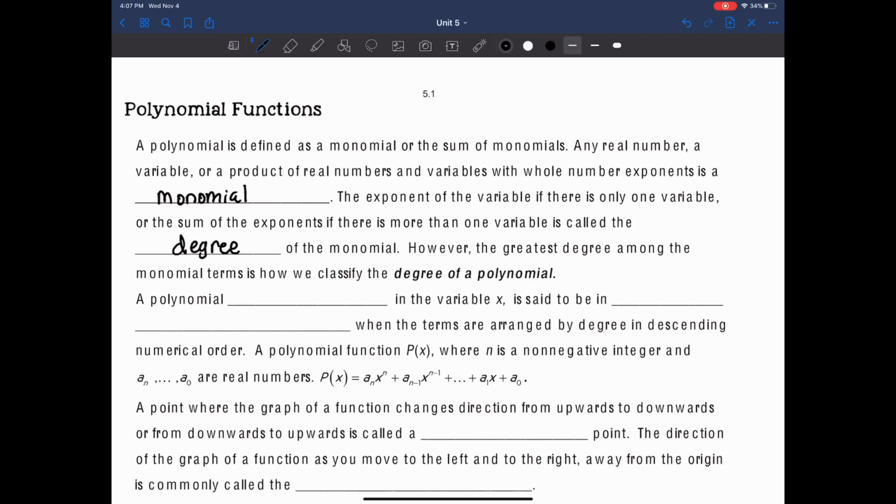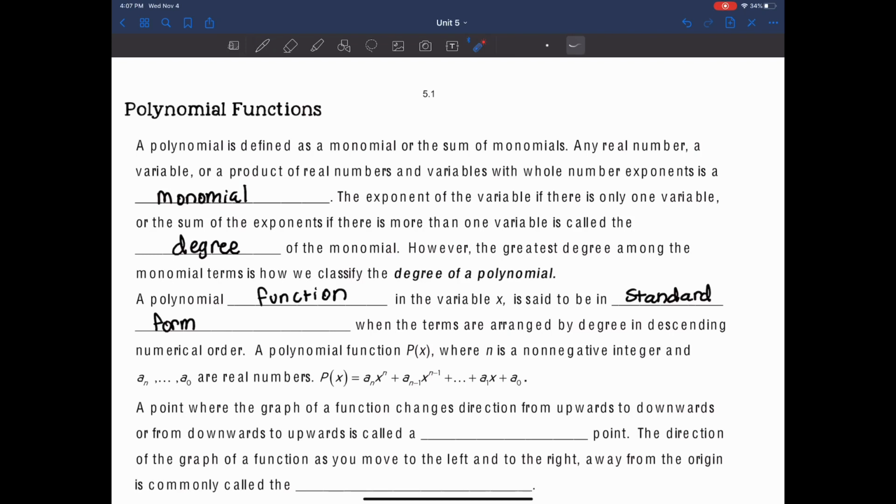Now, a polynomial function in the variable x is said to be in standard form if the terms are arranged by degree in descending numerical order. So let's go over a couple things that we've just talked about.